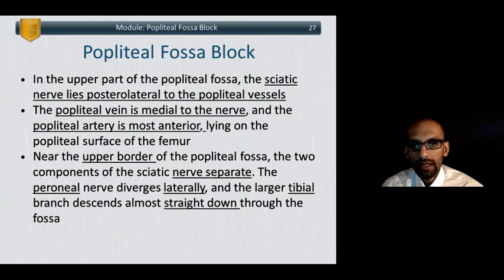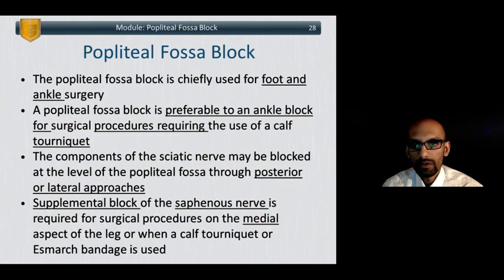Okay, at the upper border of the popliteal fossa, the two components of the sciatic nerve have pretty much separated at that point, even though they may still be in the same sheath. The peroneal nerve ultimately courses down laterally. The tibial nerve pretty much descends straight down. So you can do a popliteal fossa block for foot and ankle surgery, and it's preferable to an ankle block, especially for procedures requiring a tourniquet. The components of the sciatic nerve can be blocked at the level of the popliteal fossa through a posterior or a lateral approach. But you will oftentimes need a supplemental block of the saphenous nerve because of that.